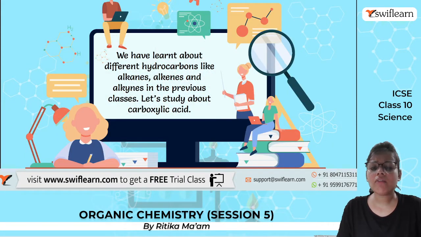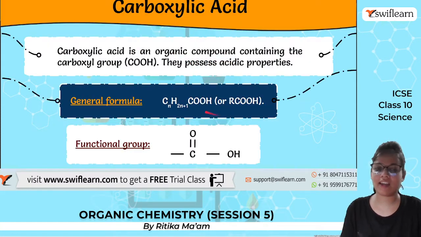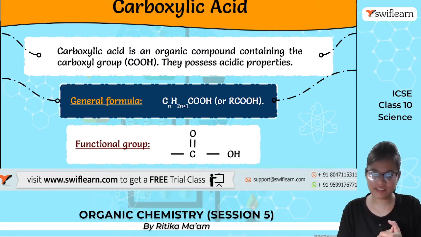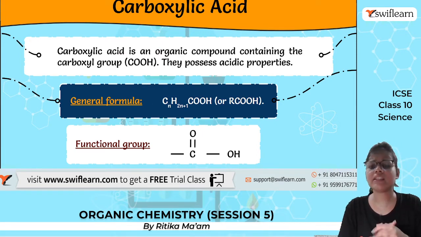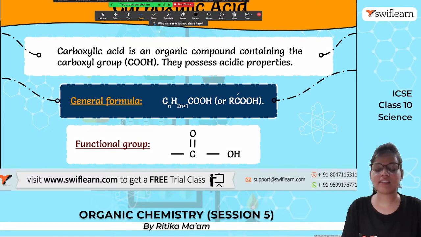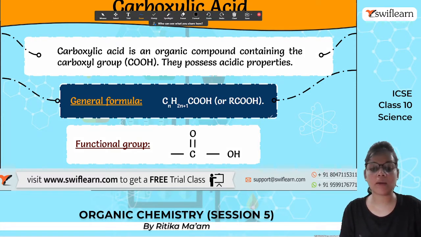Now, we have learned many things in these 4 sessions, right? We learned about various hydrocarbons, we learned about alkenes, alkanes, alkynes, etc. And we learned about alcohols, etc. So today we are going to start with carboxylic acid. It is an organic compound which contains the group COOH. Obviously, they possess acidic properties. The name itself says carboxylic acid. Now, the general formula of carboxylic acid is CnH2n+1 COOH.